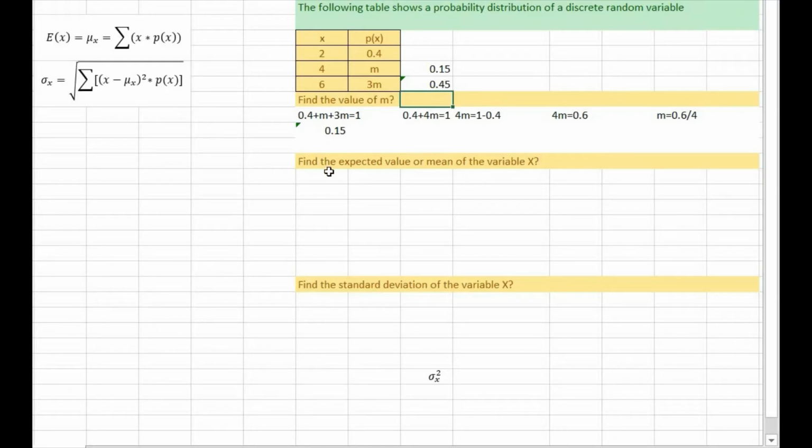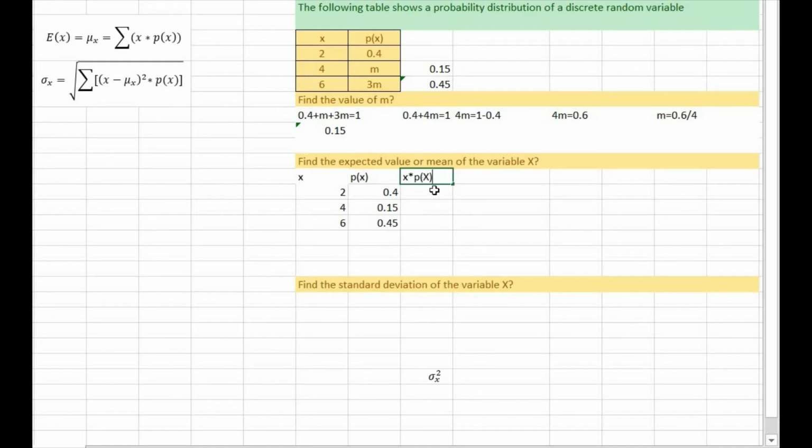Now that I have this table here, I am going to figure the expected value in the next question. The expected value or the mean has a formula, and the formula says the mean is the sum of x times p of x, meaning we need to find all of the values of x times p of x and add that answer. So I'm going to create another table that says x and p of x here, and I have the first x is 2, 4, 6, and I have the probabilities 0.4, 0.15, and 0.45.